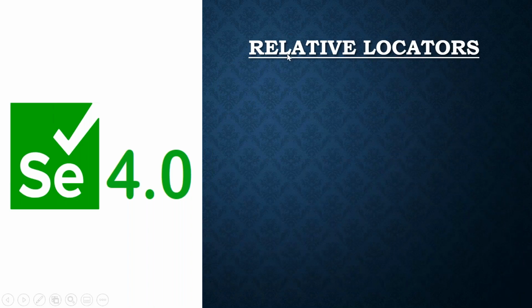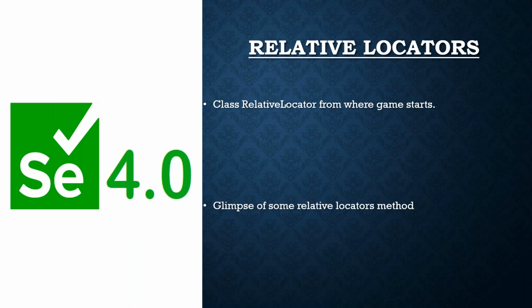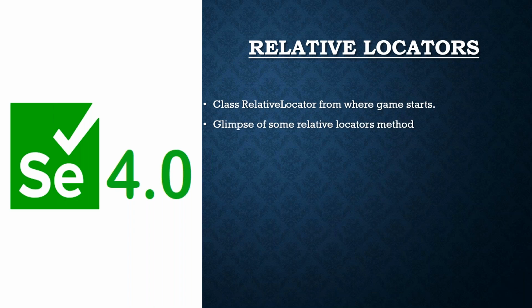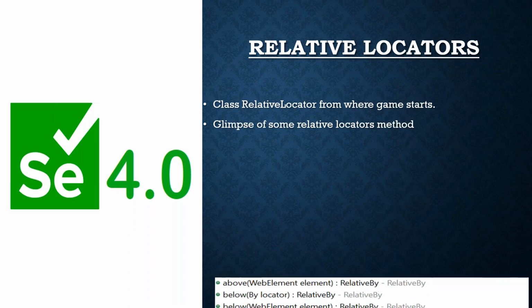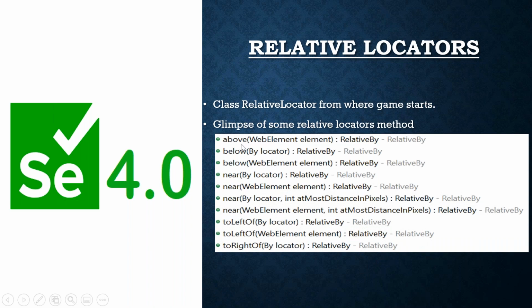So the first topic I'm going to discuss is what a relative locator is and how we can use this locator. The class name is RelativeLocator, from where we are going to use relative locators. Let me show you a few methods of the relative locators. Here we can see there are a couple of methods we can use like above, below, near, toLeftOf, and toRightOf. Here we can see two methods, those are method overloading. To one method we can pass a By locator, and to the other we can pass the web element.